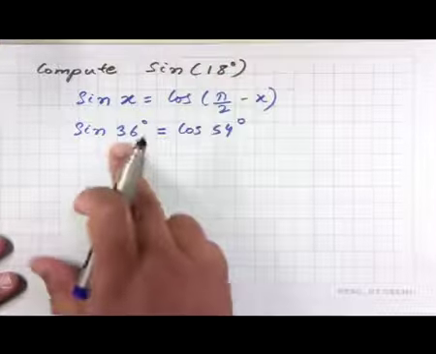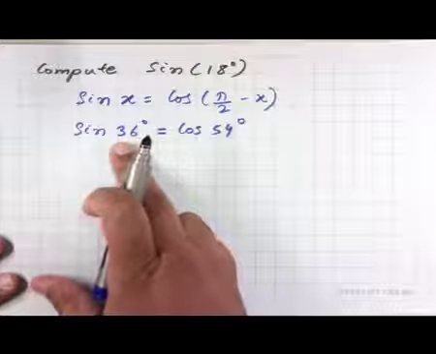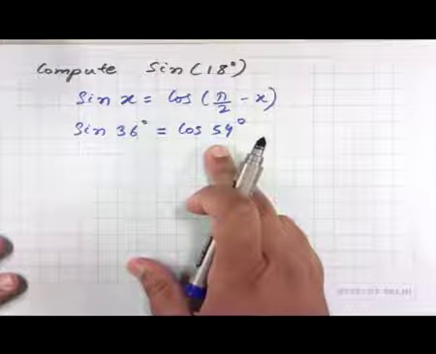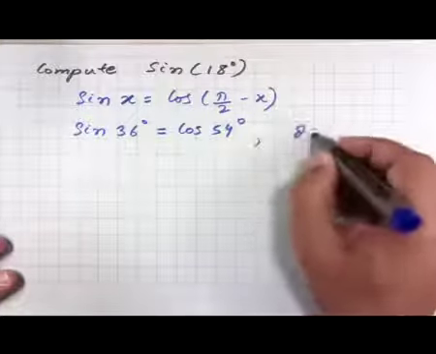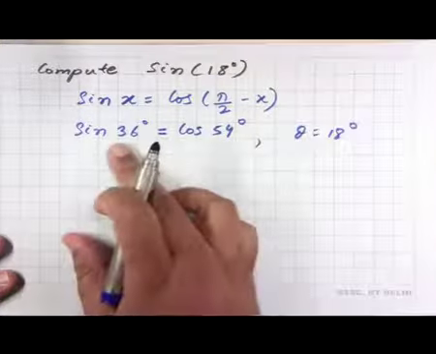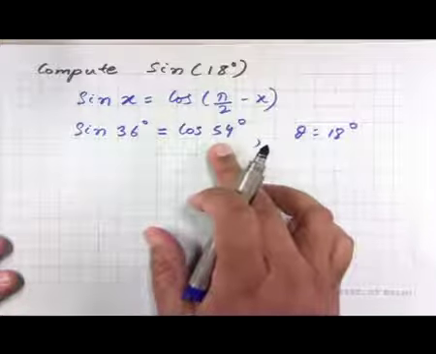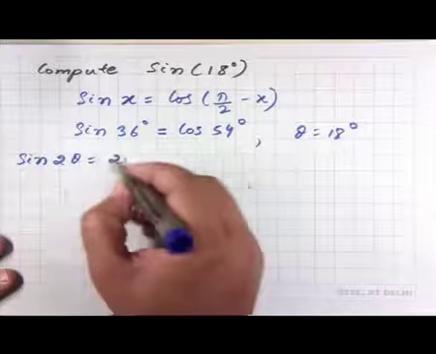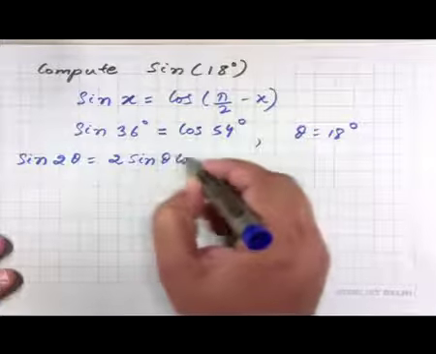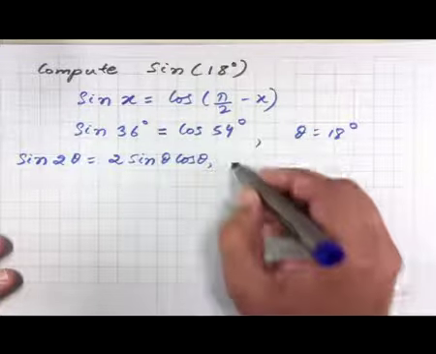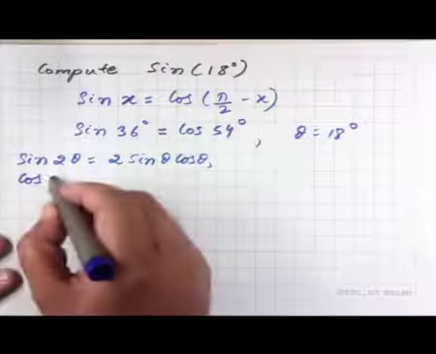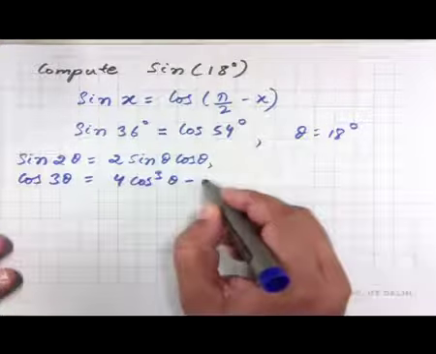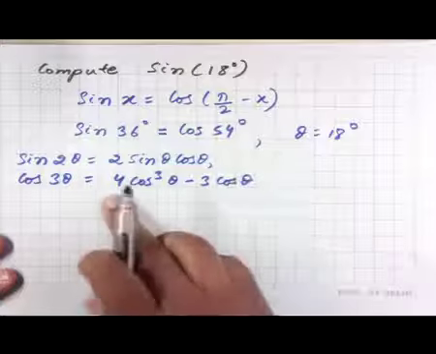So, the idea is to use the formula for sine 2 theta and cos 3 theta with theta equal to 18 degrees, because with theta equal to 18 degrees, 2 theta is 36 degrees and 3 theta is 54 degrees. Now, we know that sine 2 theta is 2 sin theta cos theta, and we also know that cos of 3 theta is 4 cos cube theta minus 3 cos theta. Both these expressions were derived in the previous lecture.